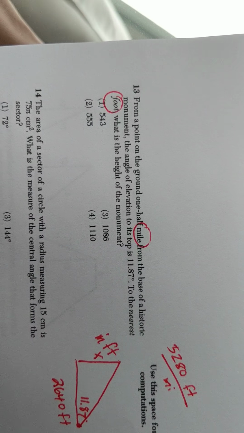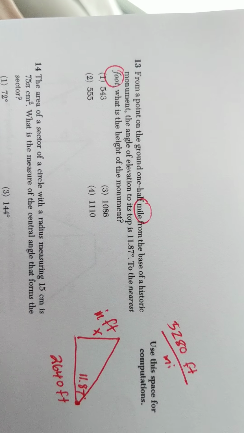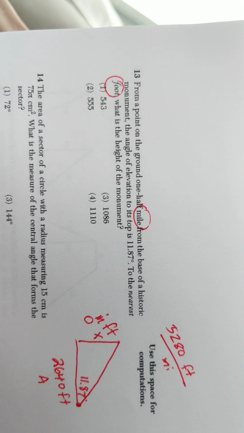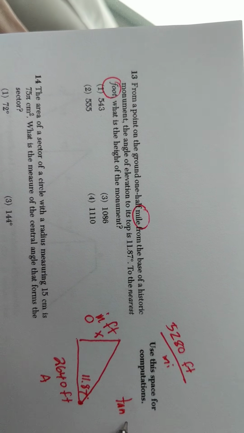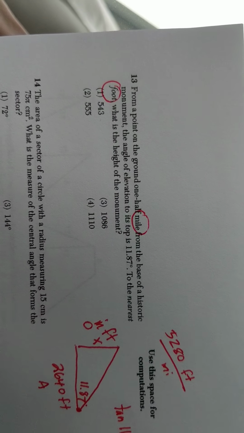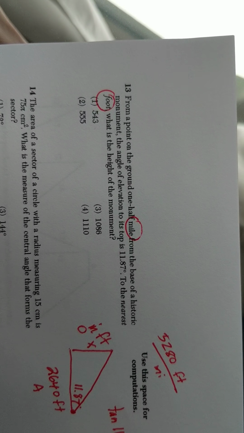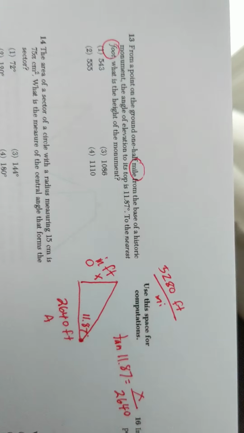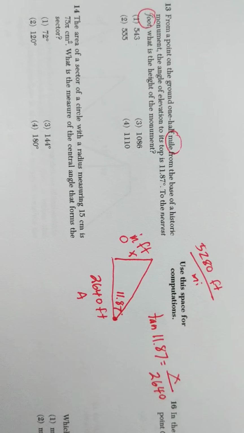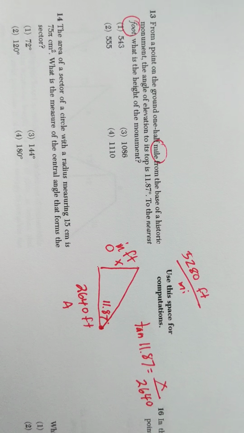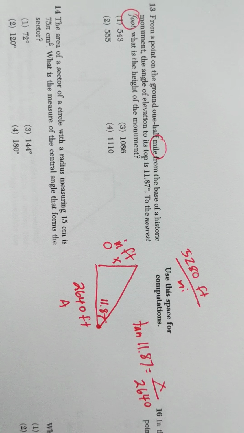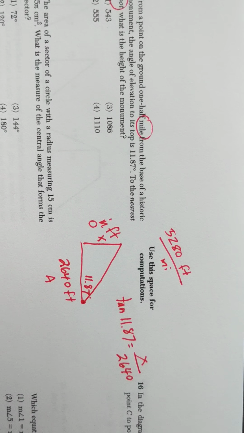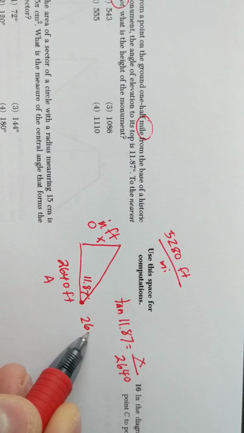And this is a trigonometry question. So here's our featured angle. This is opposite, this is adjacent. So I'm going to write tangent 11.87 equals x over 2,640. Now, a couple of you have been emailing me and you've been having a hard time solving these trig problems, and the number one reason I suspect is because you have your calculator in radians instead of degrees. So please make sure that your calculator is in degrees.